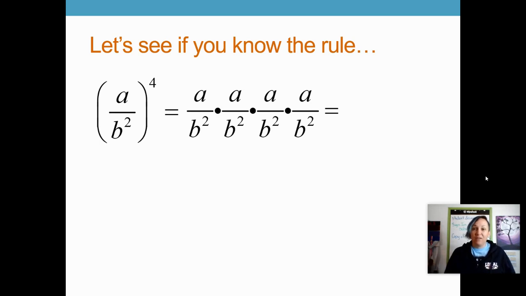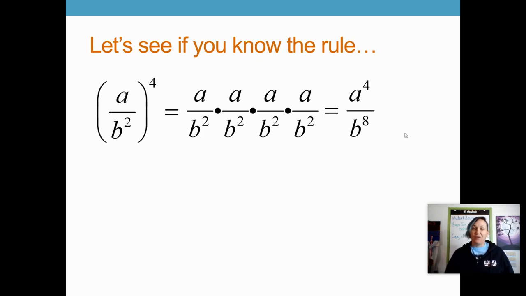Now, when you're multiplying fractions together, you don't need a common base. What you end up doing is multiplying all the top numbers, and you multiply all the bottom numbers. So on the top, I have 1, 2, 3, 4 letter A's, so that will change to an a to the 4th. On the bottom, since the b's all have an exponent, we will be adding those exponents together. 2 plus 2 is 4, plus 2 is 6, plus 2 is 8. So my final answer for this problem would be a to the 4th over b to the 8th.